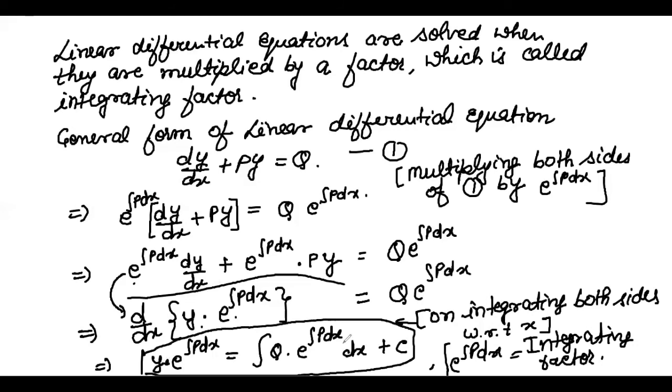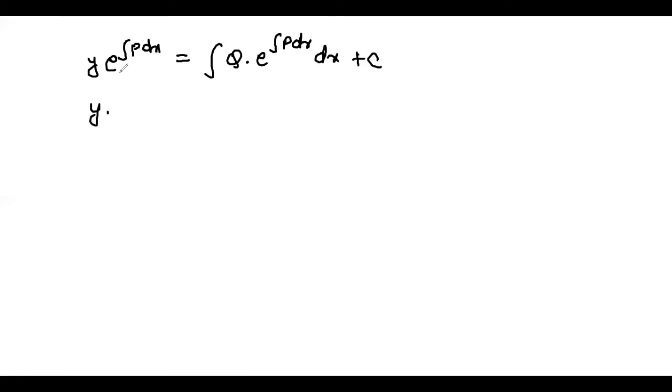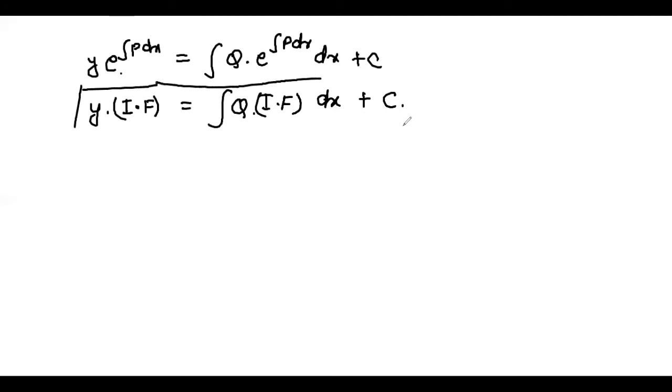So finally we can write it in a general form: we were having y e to the power integration of p dx equals integration of q into e to the power integration of p dx into dx plus c. So we can write it as y into the integrating factor, let's call it IF, equals integration of q into IF into dx plus c. So this is the form. This is the solution of a linear differential equation.